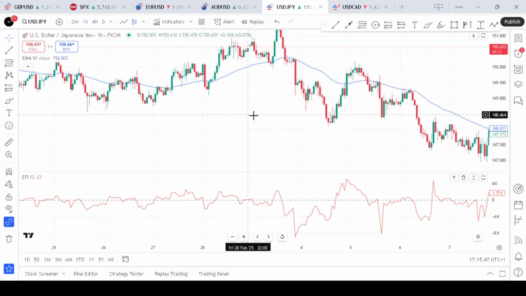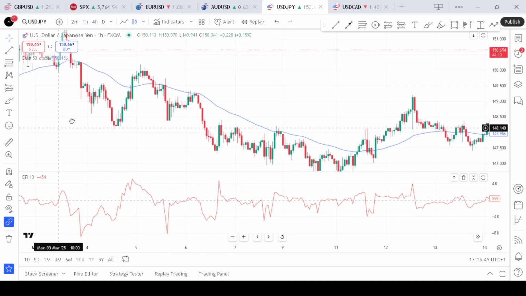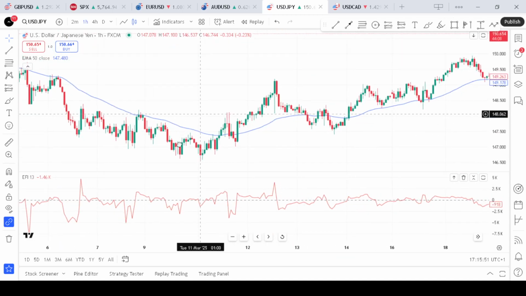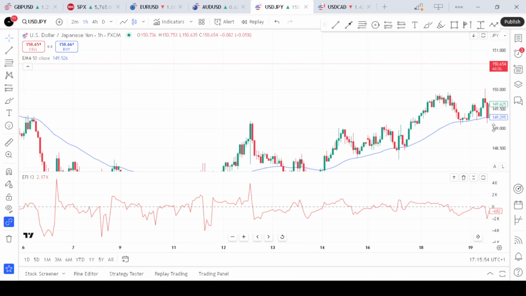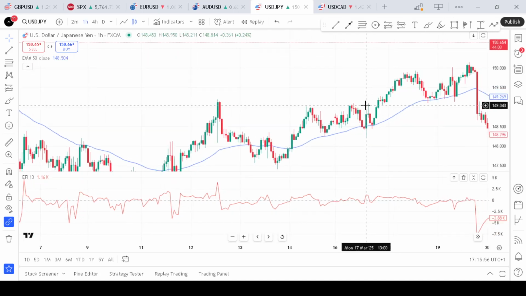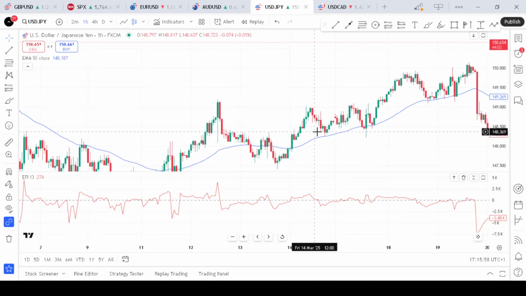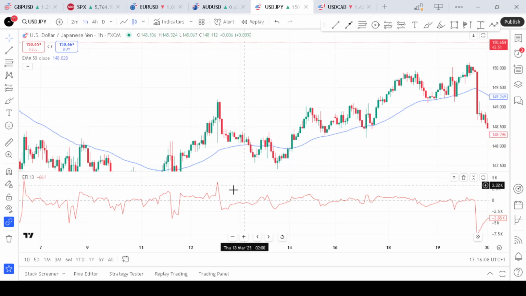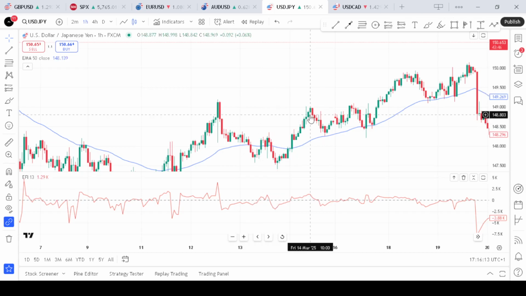How do we do this? In an uptrend, first of all, find out if we are in an uptrend. Check whether price is trading above the EMA. When price is above the 50 EMA, we are satisfied that yes, we are in an uptrend, so we'll be looking for just buying opportunities. We wait for the force index to cross above zero.